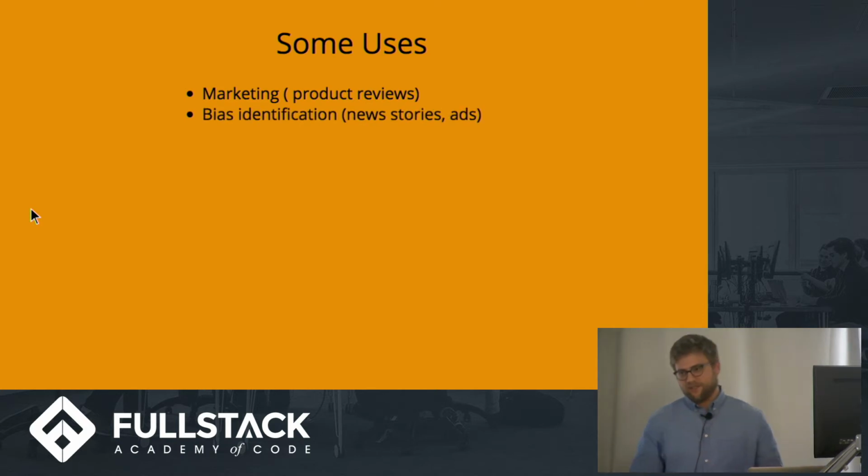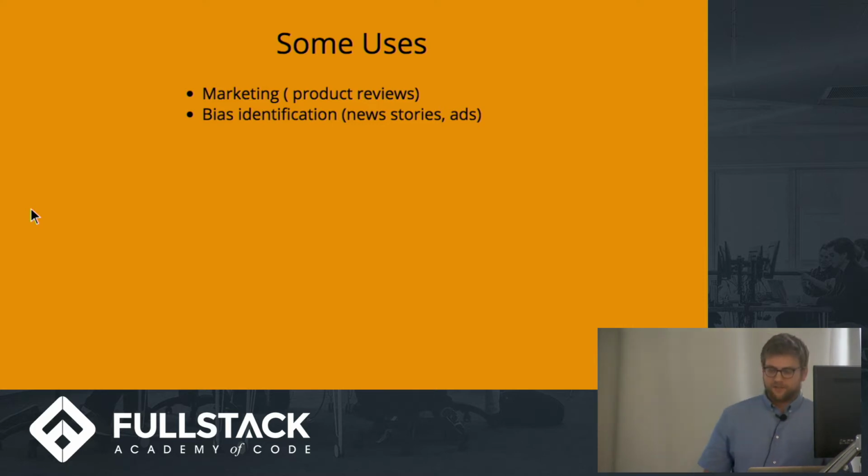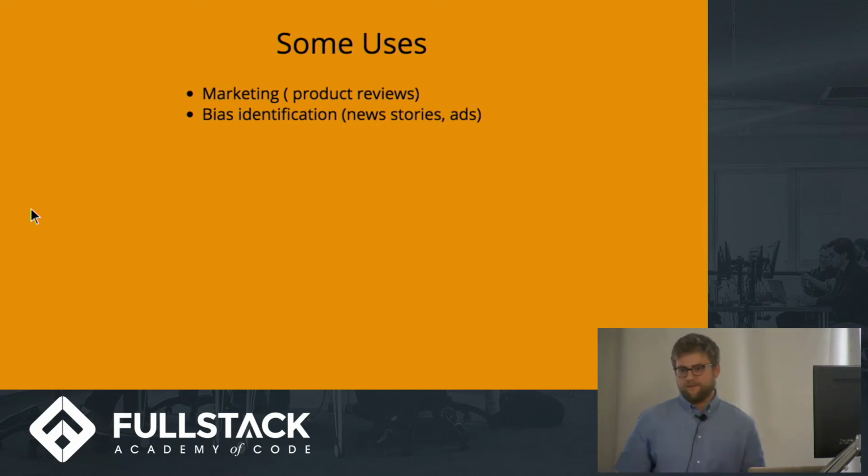Bias identification. Imagine a news app that might filter between different blocks of text to see whether or not it's news. You would expect a news story to generally have a valence score around zero, because very biased words will typically have very high or low valence.